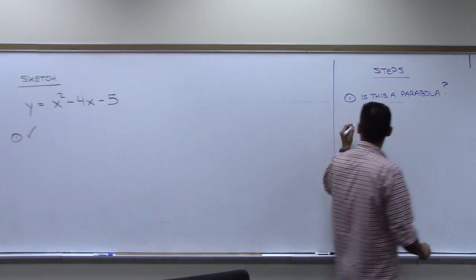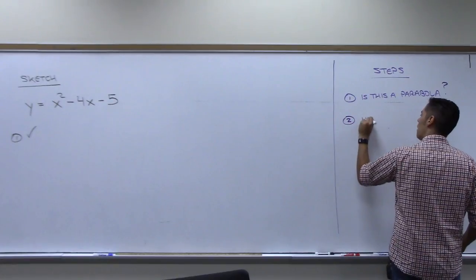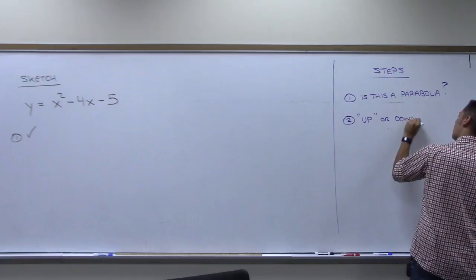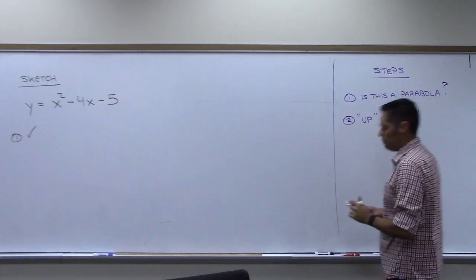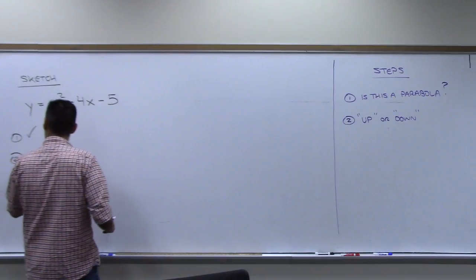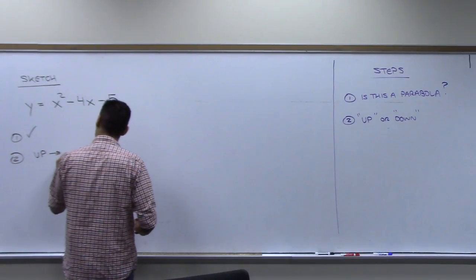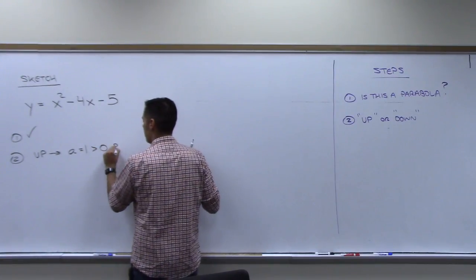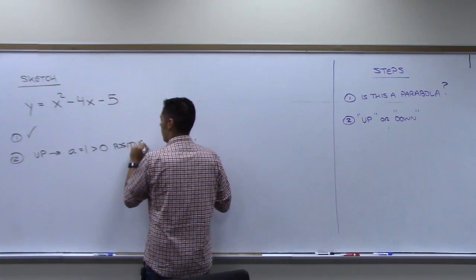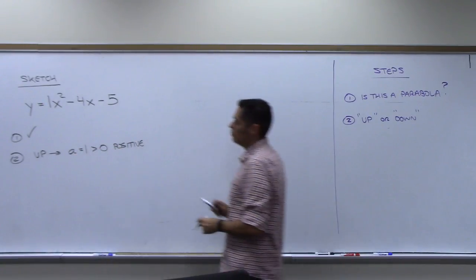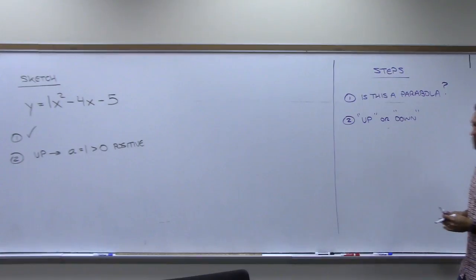All right, second thing: up or down? Does it open up or down? Up. Why? Because what's positive? It's up because a, which equals 1, is positive. I'm looking at this number right here, 1. Got it? All right, next step.